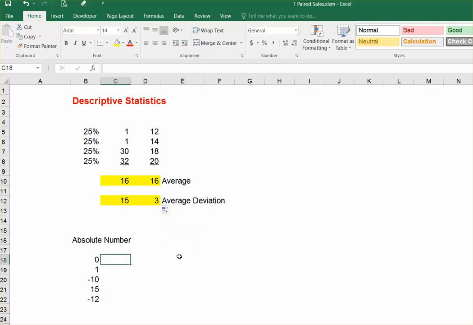Now an absolute number is just the positive of that number. So for 0, it would be 0. The absolute of 1 would be 1. The absolute of a minus 10 would be a 10. The absolute of a 15 is a 15. And the absolute of a minus 12 would be 12.